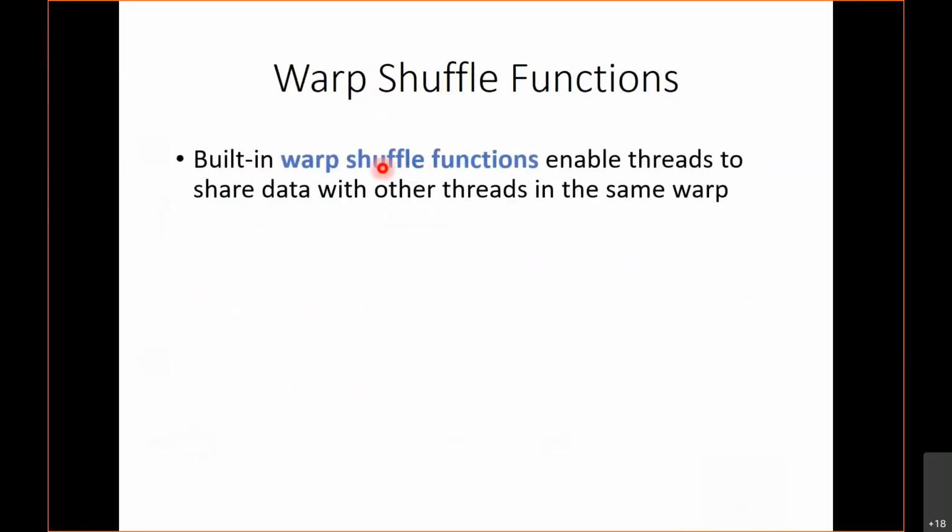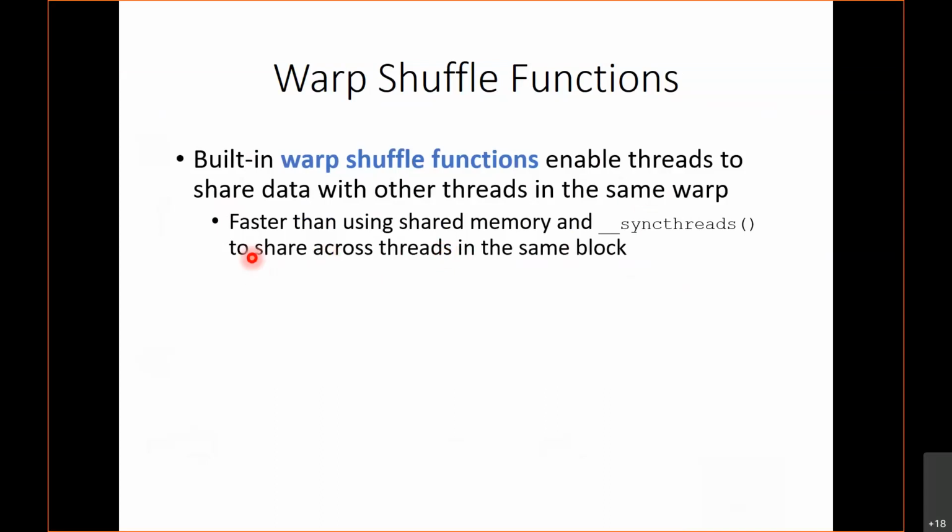The built-in warp shuffle instructions enable threads to share data with other threads in the same warp. Previously, when we wanted to share data across threads in the same block, we had to declare something in shared memory. Then one thread would write to shared memory, and then we sync threads, and then the other threads will read from shared memory, and that takes a long time. So if we want to share data just between threads in the same warp, we can avoid that. We will be using the warp shuffle instructions, and that's going to be faster than using shared memory and sync threads. Now there are different variants of the warp shuffle instruction.